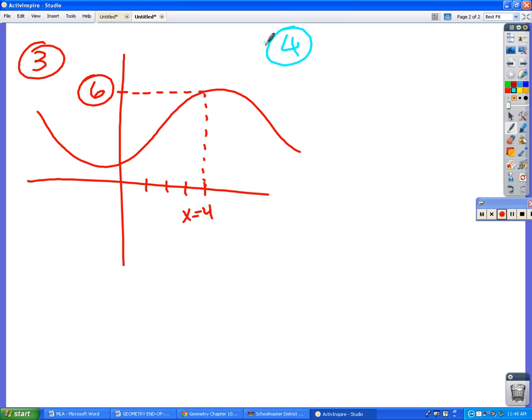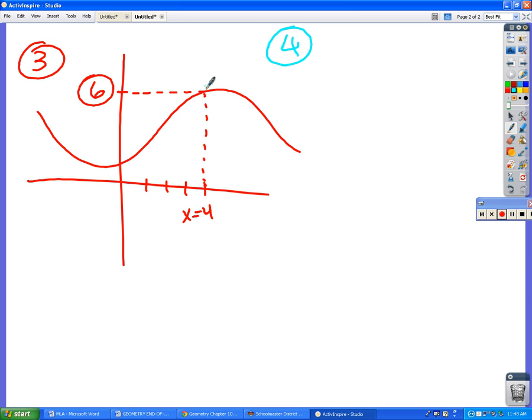So go over to 4 on the x-axis, and then go straight up from there until you touch the graph. How high up did you go to get to the graph? Oh, like the line? Yeah. Okay. All right, number 4.